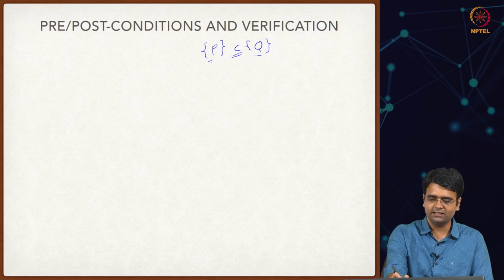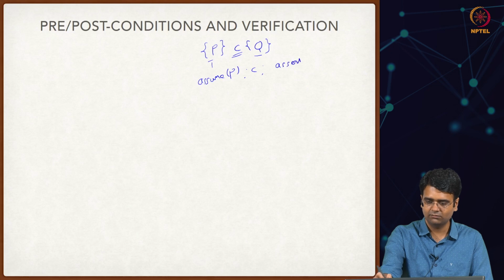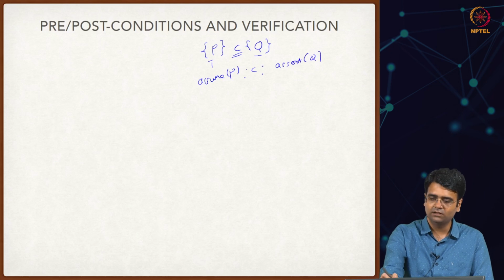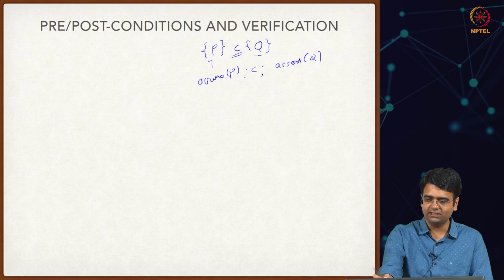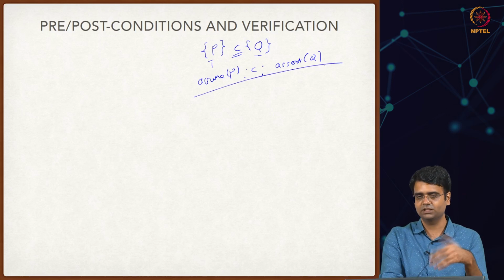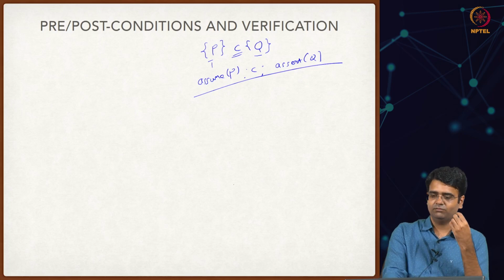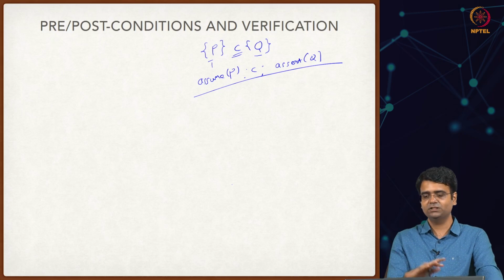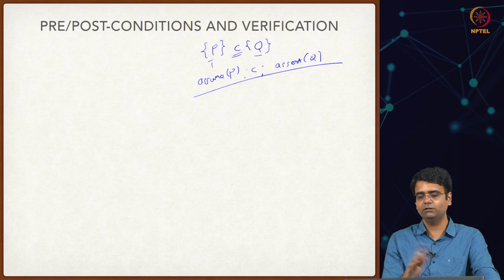Of course, I can always write something like assume P, then C, and then assert Q. What I am saying is that this pre-post condition based specification methodology can be reduced into this assume-assert based methodology, in the sense that for this program you only have to check whether or not this assertion is ever violated. So is the error state reachable or not? Both the specification techniques are equally powerful, so you can write specifications in either way.